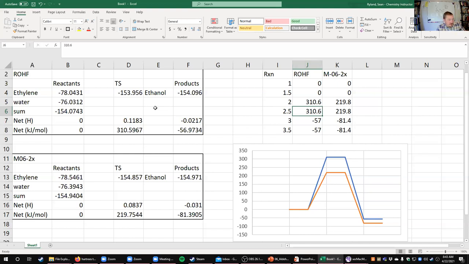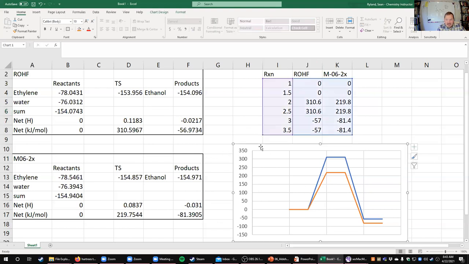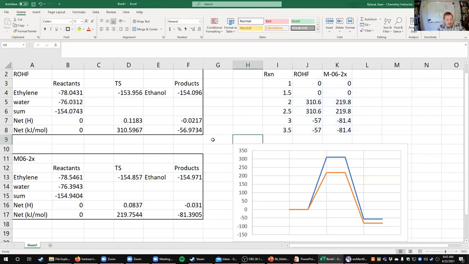All right, so yours doesn't need to look this way exactly. You do want to keep your numbers organized so you're not mixing your MO6 numbers with your RHF numbers. You can have it organized however you like, though. You just need to make sure you're not mixing them up.